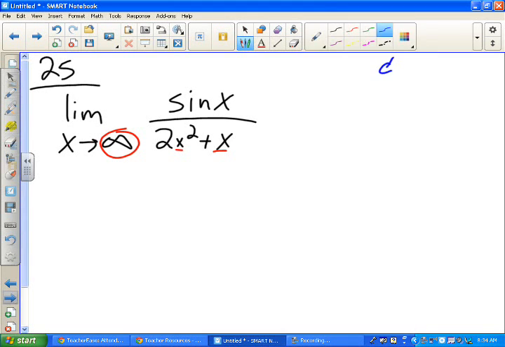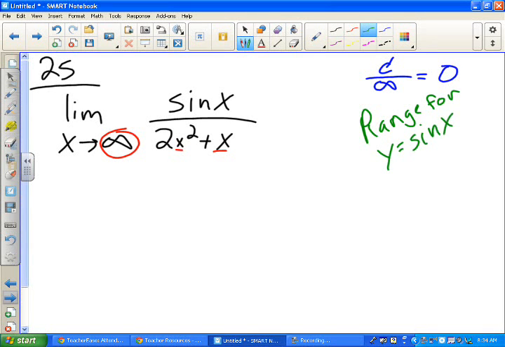The bottom is going to blow up because infinity squared is infinity, and any number that we put over infinity should equal 0. Any constant number over infinity will equal 0. So then we have to think, what is sine of infinity?